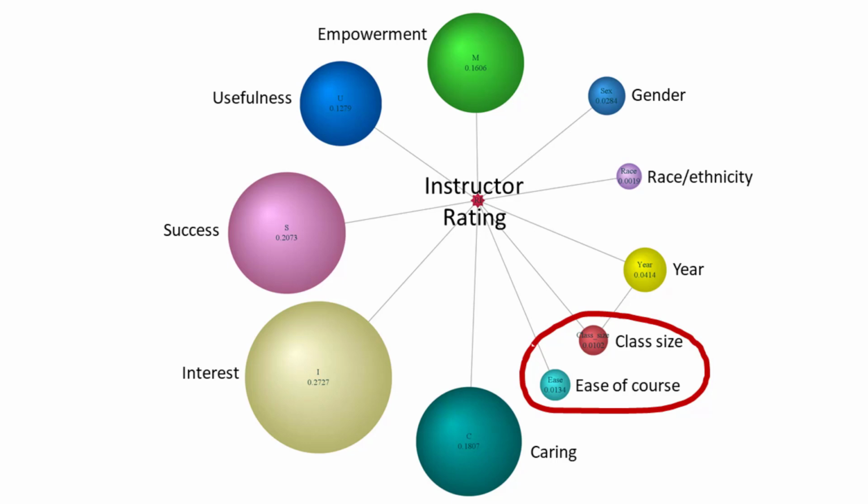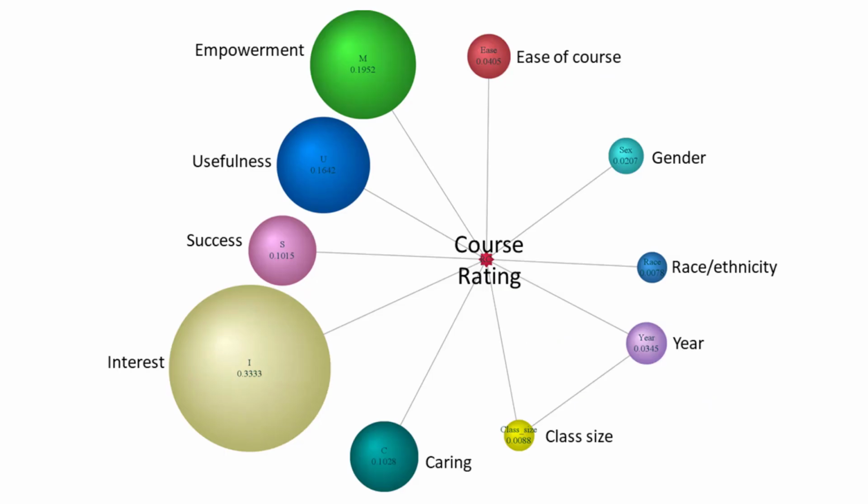Faculty will often comment that some instructors get higher ratings because their course is easy. But that's not what we found in our study. We've also heard people say that faculty get lower ratings because they teach larger courses. But that's not what we found either. A similar pattern was found for course rating. So while all of these variables may be related to instructor and course ratings, the MUSIC components are the ones that have the largest relationships with these ratings.